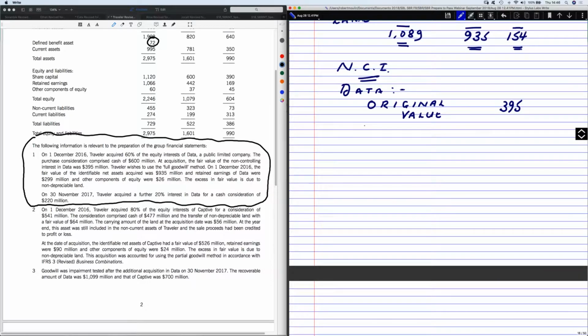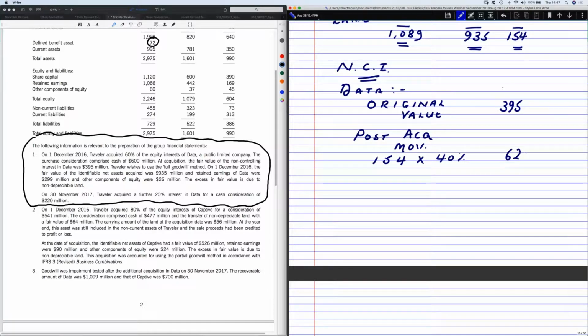Okay, now, what I'm going to say is this, post-acquisition movement. Now, what is the post-acquisition movement? Of course, the post-acquisition movement is 154. Now, what is the share of that movement that is owned by the NCI? What is the share of that 154 that is owned by the NCI? What do you reckon? And of course, it is 40%. Absolutely right. It is 40%. So let us put this figure in here. 154 times 40%. And that is a figure of, let's just make that 62.